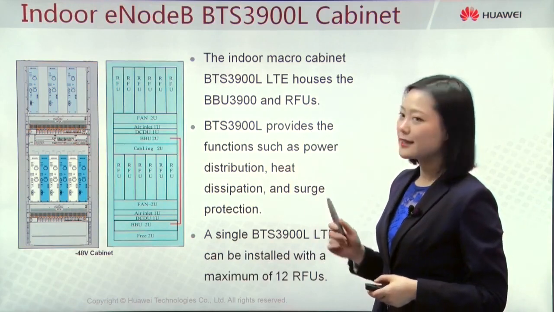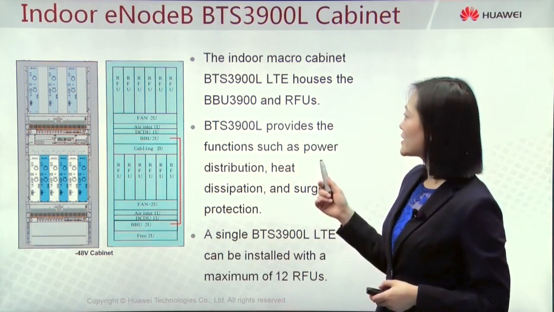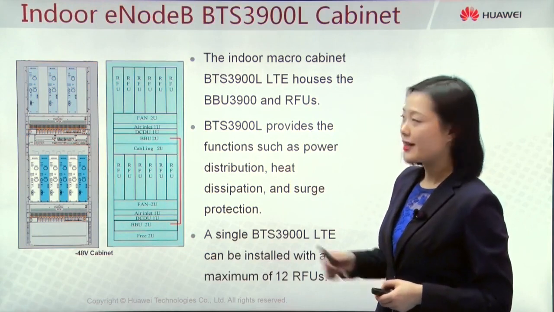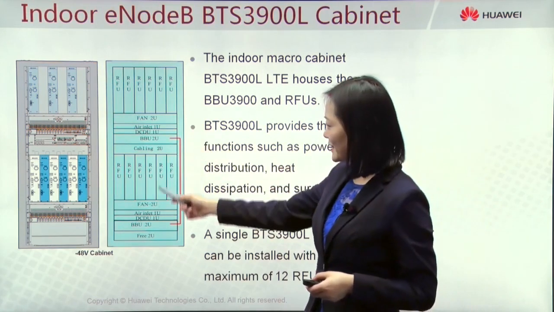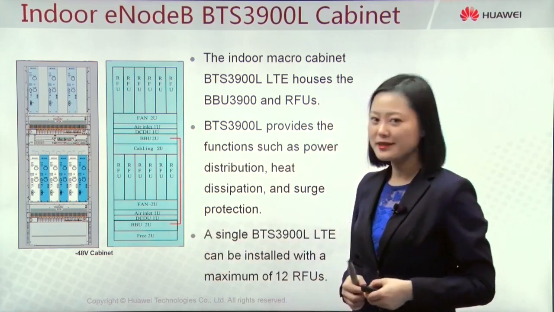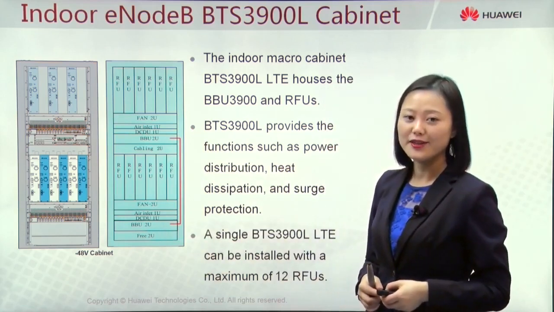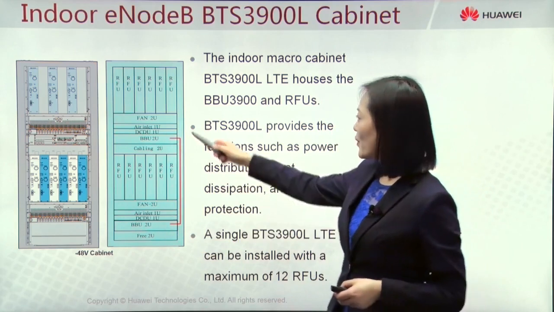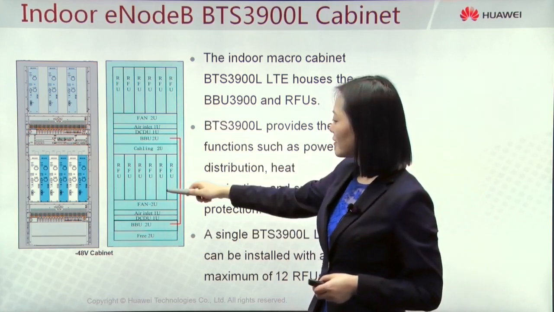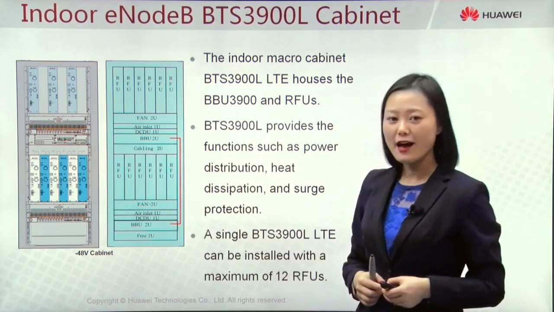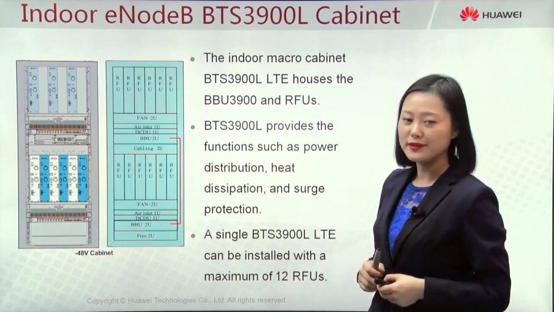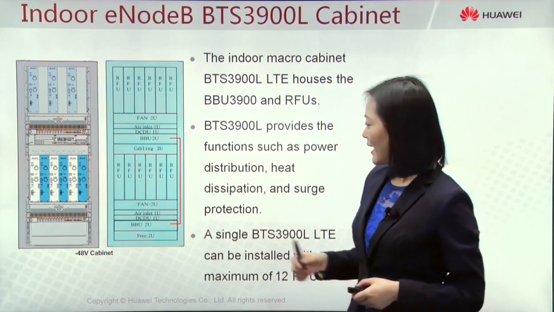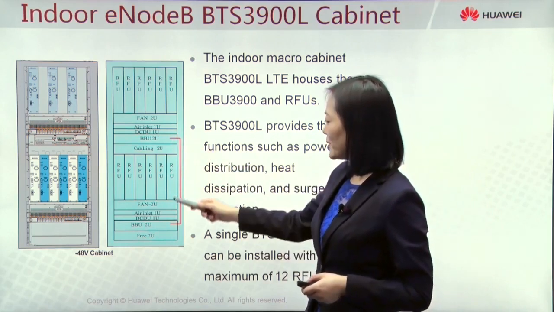Let's check another indoor eNodeB, BTS 3900L. L means large. We can discover here the cabinet is almost double size compared with 3900. Here we have 2 sub-racks for the installation of RFU. It totally supports 12 RFU in this cabinet and has space for 2 BBU.